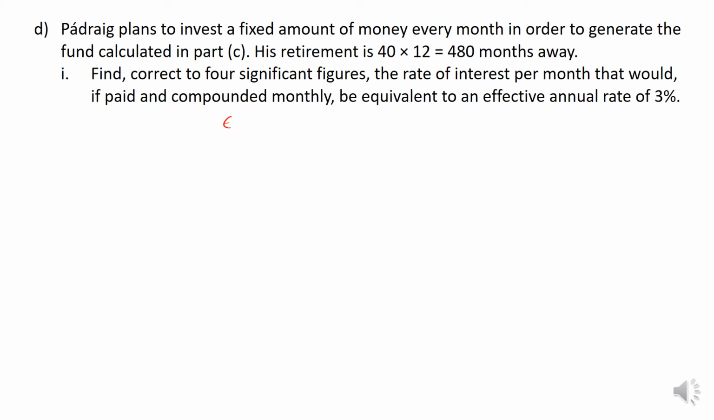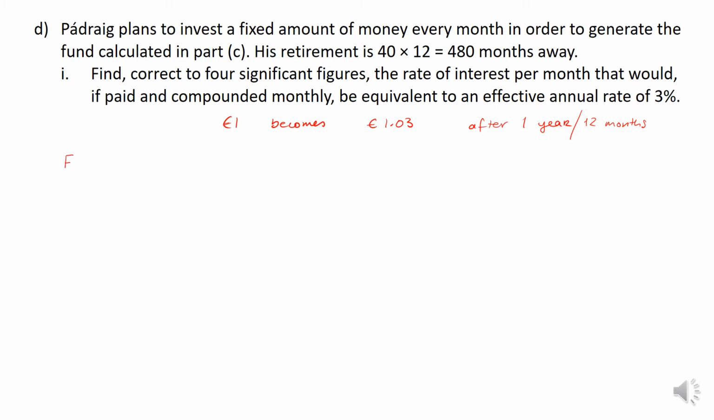It means that €1 becomes €1.03 after 1 year or 12 months. Okay, so it's earning compound interest, so let's use the compound interest formula.